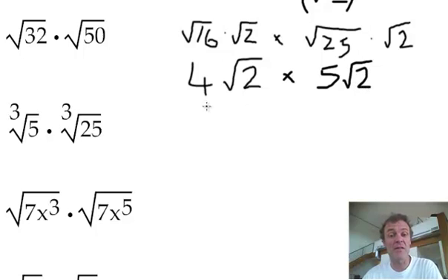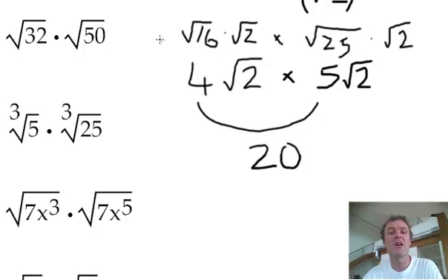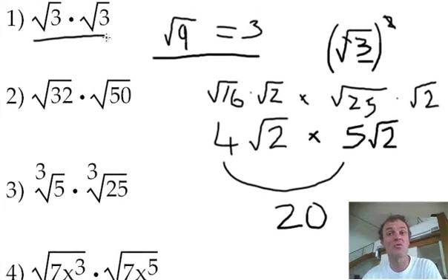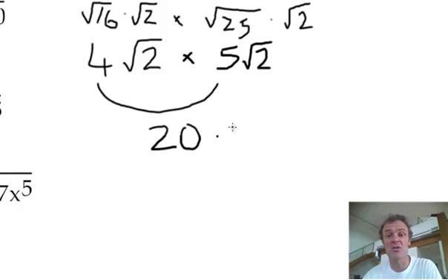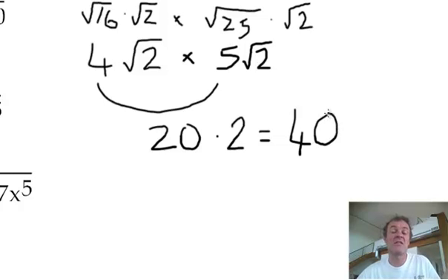Now you can multiply these two together. 4 times the 5 makes 20. Now go back and look at that first rule here. What's root 2 times root 2? It's going to just be 2. That also is 40. So it seems like more work, but supposing you didn't have a calculator, you can break these square roots down into simpler things and then multiply them.